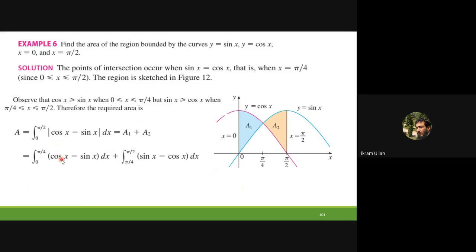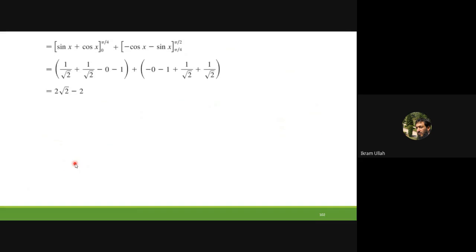So now, taking the integration of this, the integral of cos of x is sine of x, and the integral of sine is minus cos of x, and then using the fundamental theorem of calculus we get the area. So this is sine of x, and the integral of sine is minus cos of x, so minus times minus will be plus, and these are the limits of integration. And again, the integral of cos is sine of x, with these limits of integration.